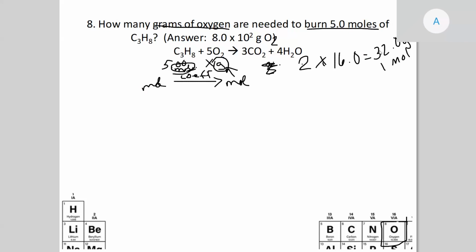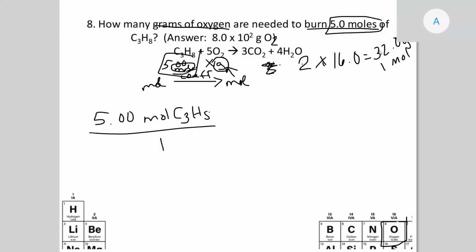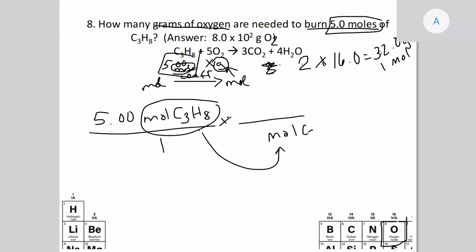What goes in the very first fraction? 5. The number in the question, the 5.00, that's right. What does that go over? 1. Okay, only to make it into a fraction. We have moles of C3H8 on top. What do I put on the bottom of the next one? 1 mole C3H8. Where did you get that 1 from? The coefficient. Very good. I just want to make sure we're on the same page.